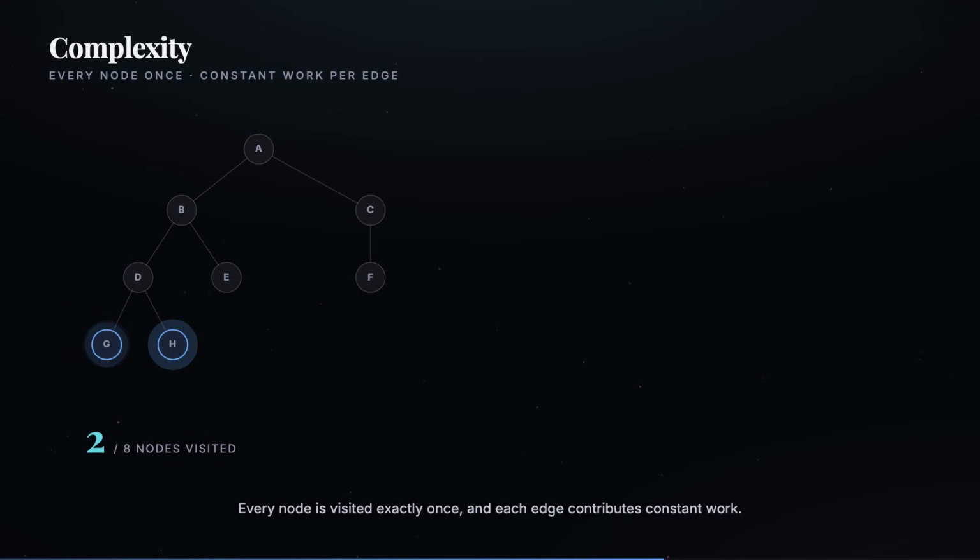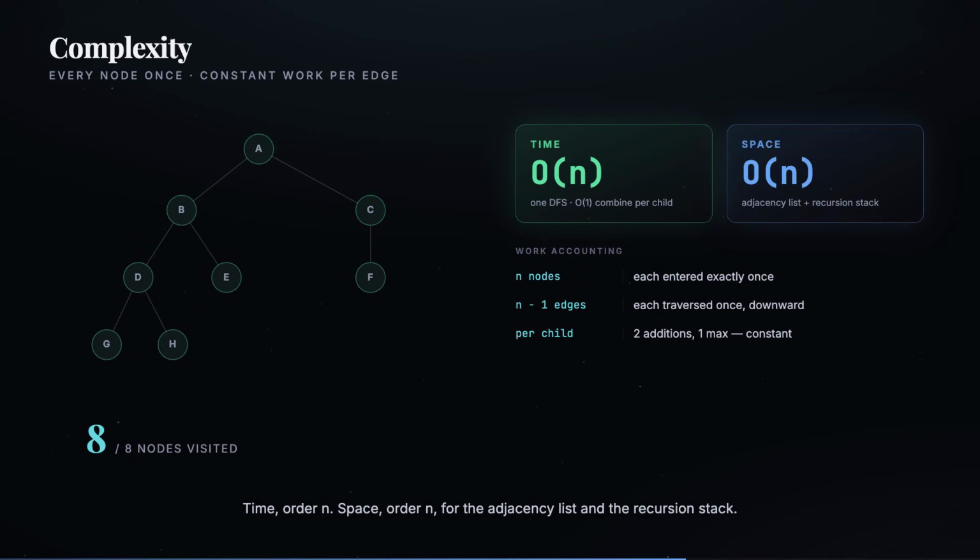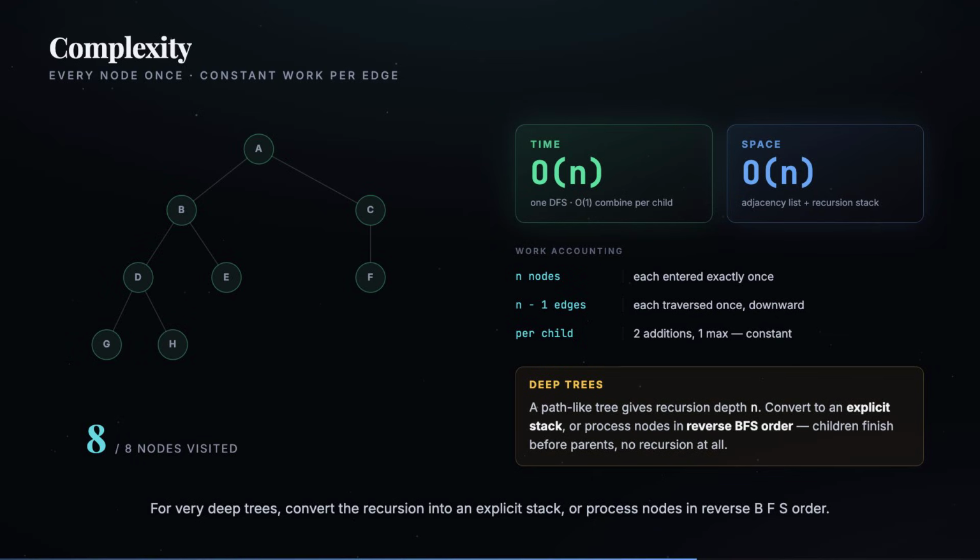Every node is visited exactly once, and each edge contributes constant work. Time, order n. Space, order n, for the adjacency list and the recursion stack. For very deep trees, convert the recursion into an explicit stack, or process nodes in reverse BFS order.